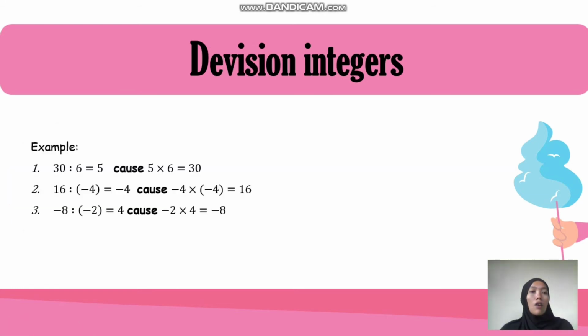Look at the examples. For example 1, 30 over 6 is equal to 5 because 5 times 6 is equal to 30. For example 2, 16 over minus 4 is equal to minus 4 because minus 4 times minus 4 is equal to 16. For example 3, minus 8 over minus 2 is equal to 4 because minus 2 times 4 is equal to minus 8.